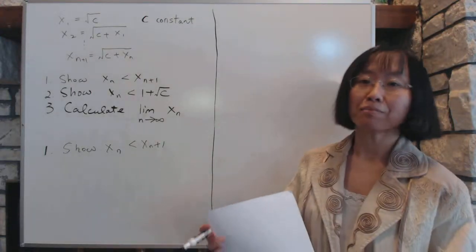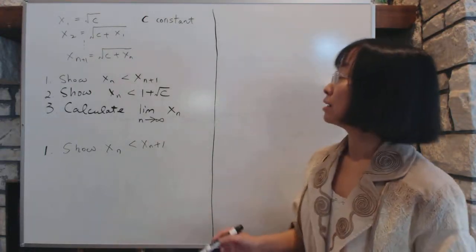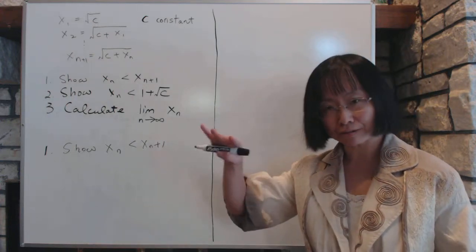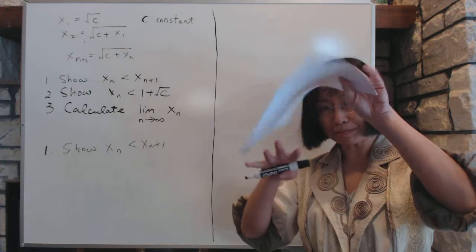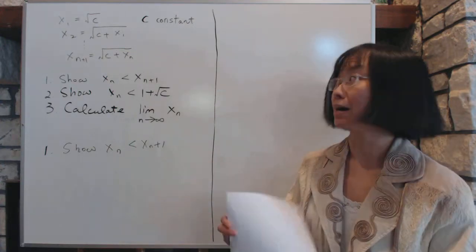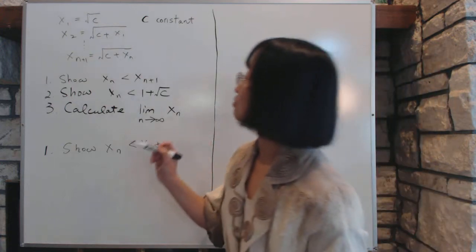We're going to do a problem about least upper bounds. So far we have learned that if you have an increasing sequence and you can prove that it has an upper bound, then the theorem says there's a least upper bound. Now let's look at this particular problem.